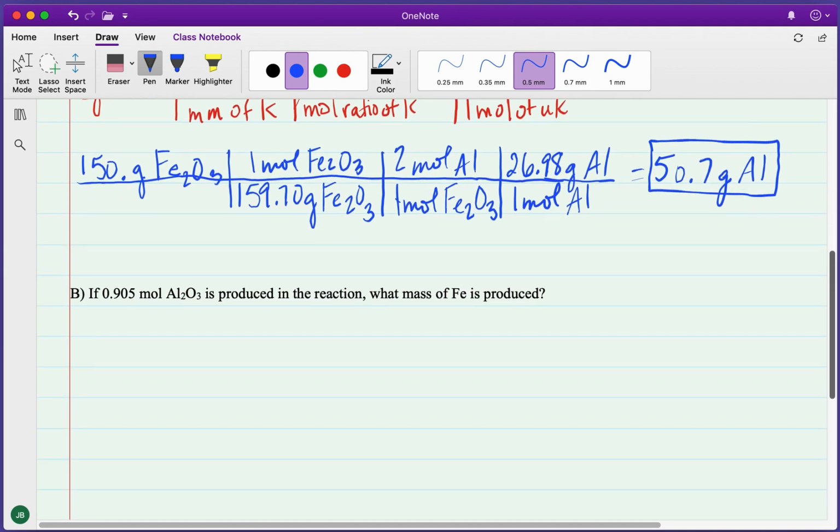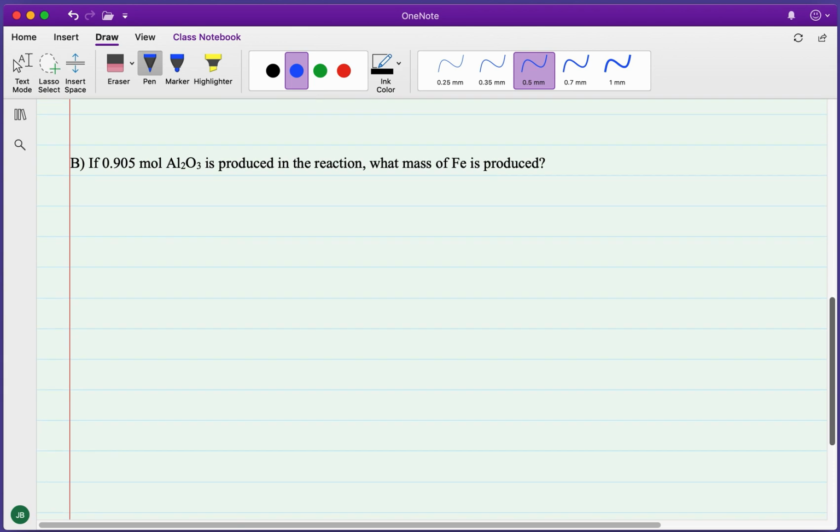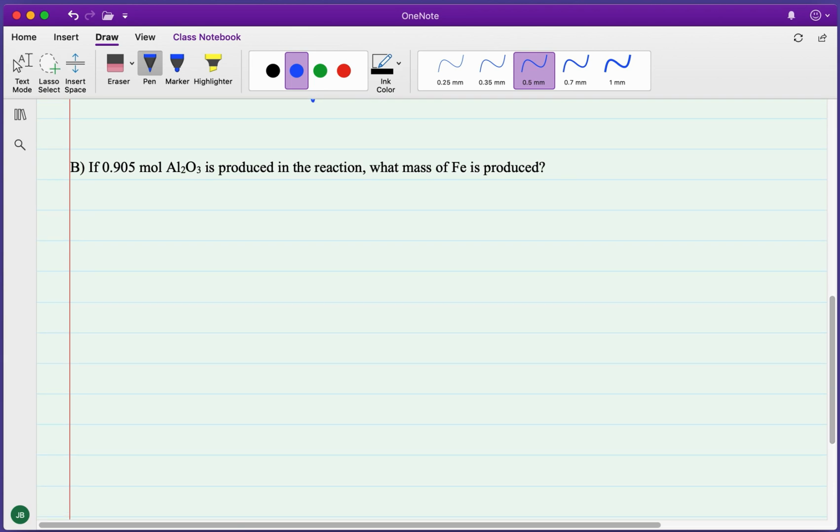All right, I have one more example to work with you. So once again, we're going to start off by writing our knowns and our unknowns. So we were given 0.905 moles of aluminum oxide, and we are supposed to solve for our unknown, which is the mass of iron that's produced.